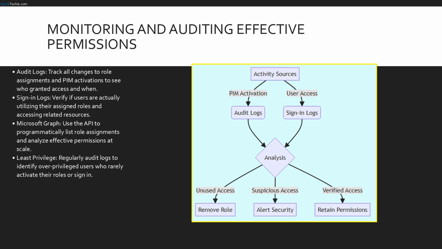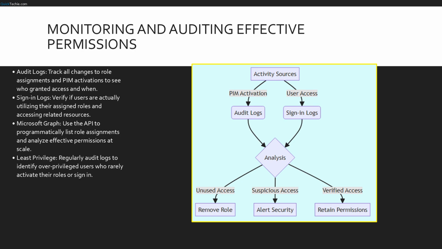Finally, we must continuously monitor effective permissions. The first bullet points to audit logs, which are essential for tracking the life cycle of assignments and PIM activations. We pair this with sign-in logs, mentioned in the second bullet, to verify if permissions are actually being used or if they are stale. For automation, as seen in the third bullet, we can leverage the Microsoft Graph API to pull role assignment reports and analyze permissions programmatically. This continuous loop helps us enforce the principle of least privilege by identifying and removing unused high-level roles.